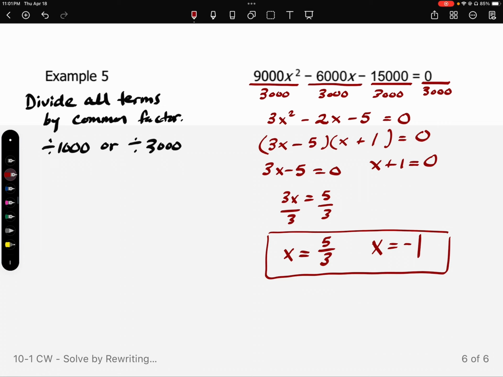For time's sake, I'm not going to go all the way back through that. You've been doing that all year, so hopefully you can do that again now. So that is example 5 from the Chapter 10, Section 1 Notes.